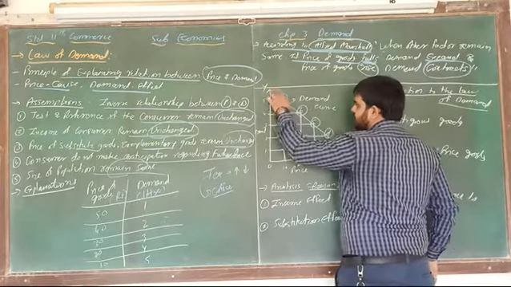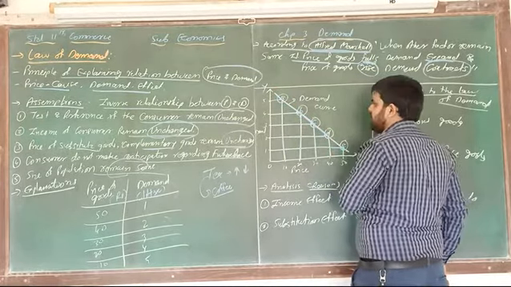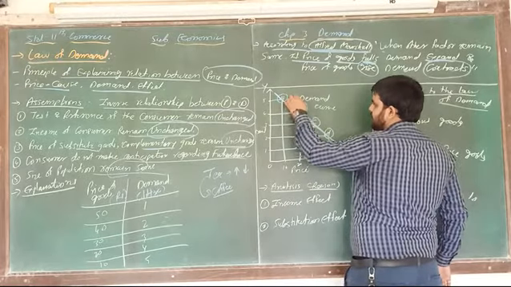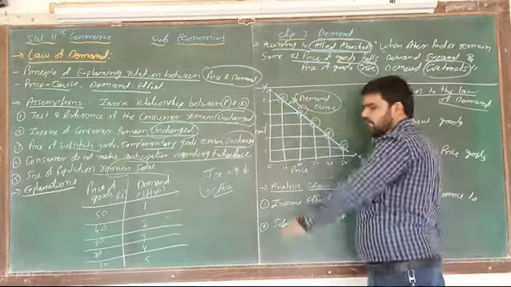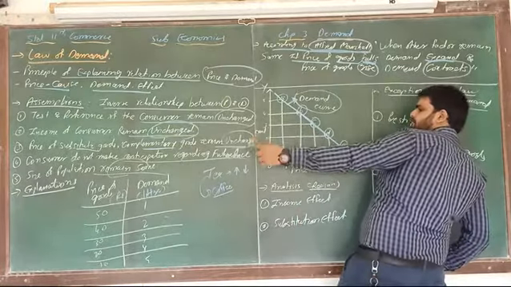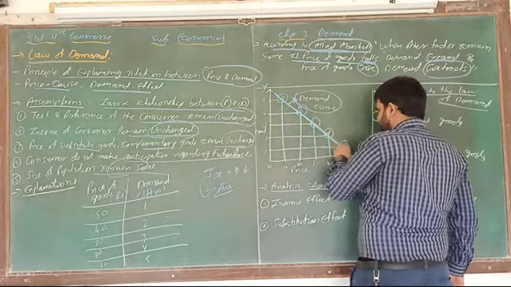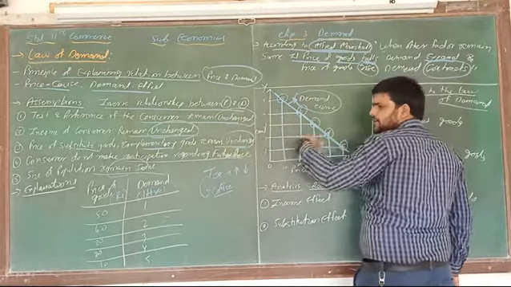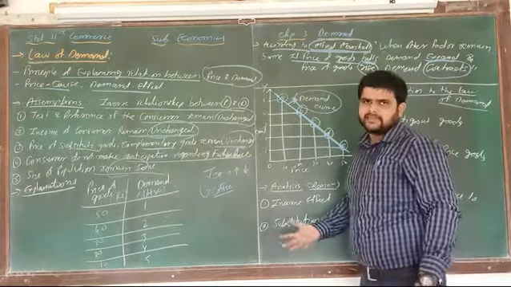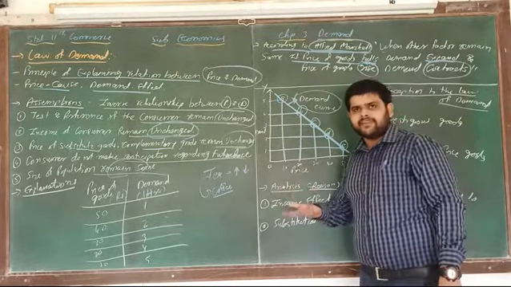And when all these points are joined, they form one curve. This curve's name is the demand curve. As we see, it is downward sloping from left to right. It is downward sloping from the left side to the right-hand side. So this is the explanation of the law of demand.